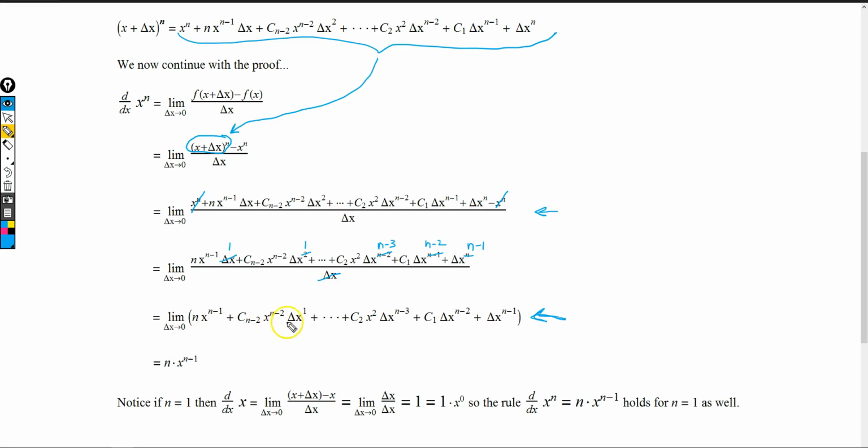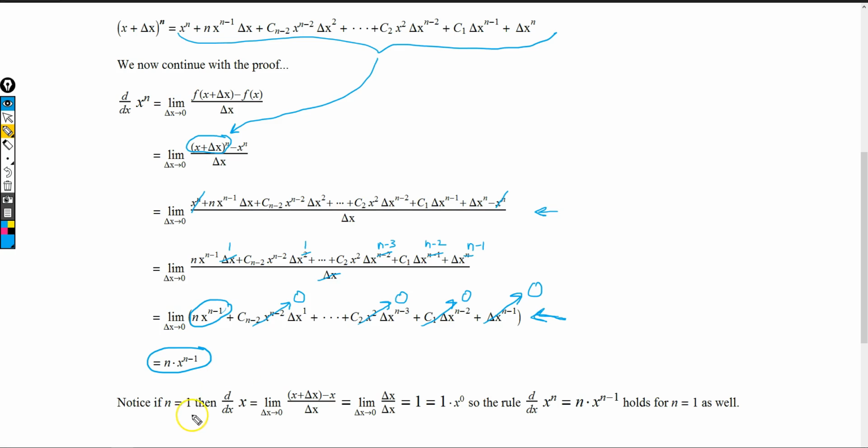Now if you look at this, every term here has a delta x in it, this one, and all of these out here, except for the very first term right here. That does not involve any delta x's because it was completely canceled out up here. So all of these terms here, they are all going to 0 as delta x approaches 0. And so we're left with, in the limit, n x to the n minus 1, and there's the proof for n bigger than or equal to 2, n being an integer. That's the proof of the power rule in that case.